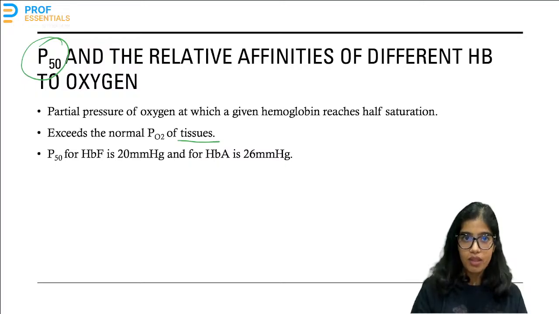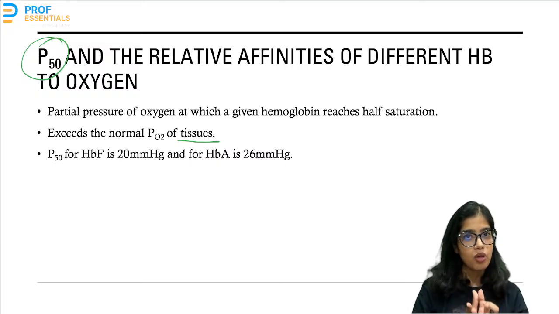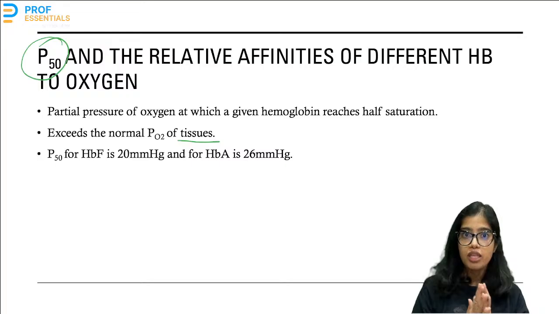Okay. Now, if you want to understand P50 in greater detail, I can give you an example. For HbF, or the fetal hemoglobin, the P50 is 20 millimeters of mercury. And for HbA, or adult hemoglobin, the P50 is 26 millimeters of mercury. So the fetal hemoglobin has a lesser P50.